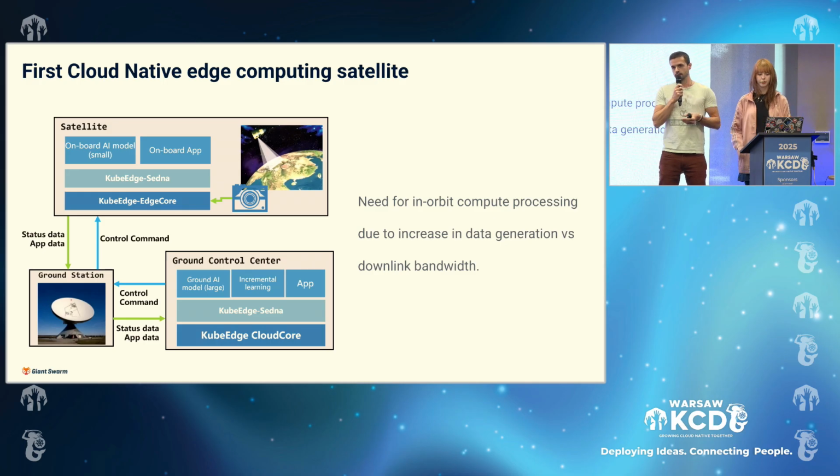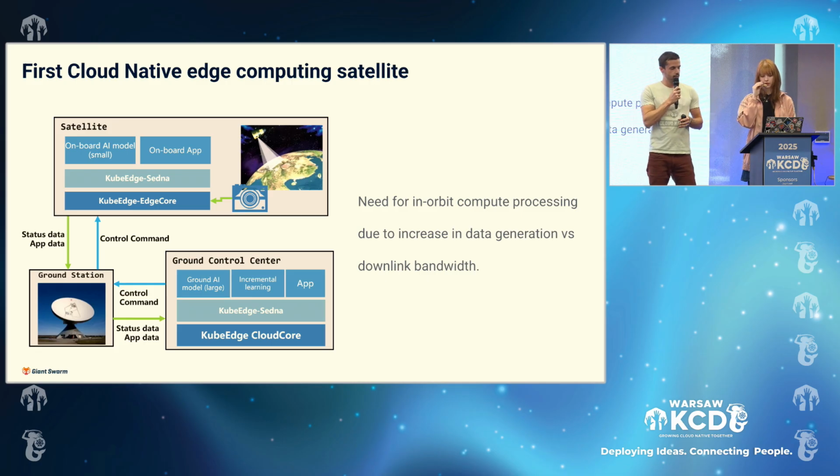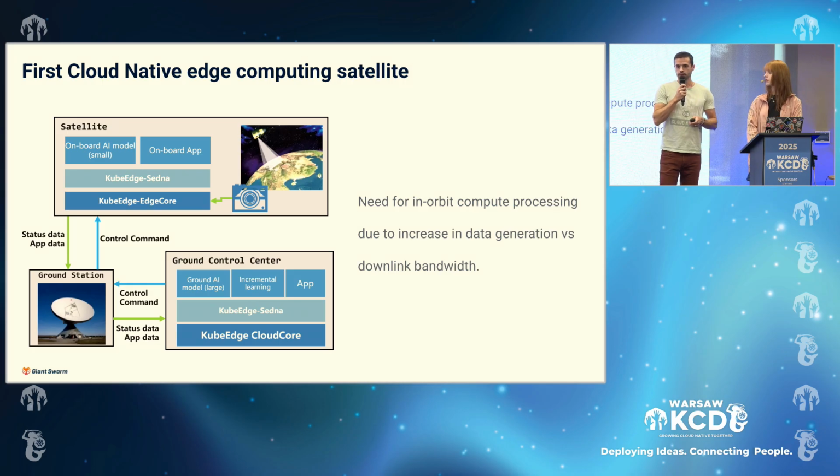If it is, the data is processed by a more powerful AI model on the ground station. It is all automated and is said to have reduced disaster response time from days to hours, which is quite impressive, and data transmission by around 90%.